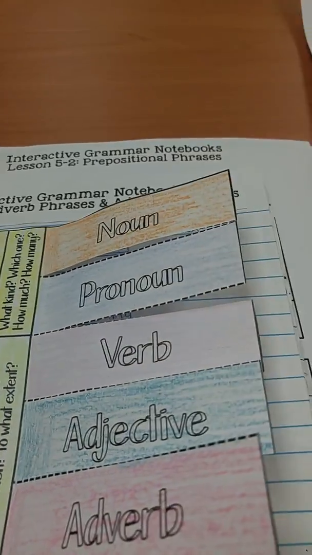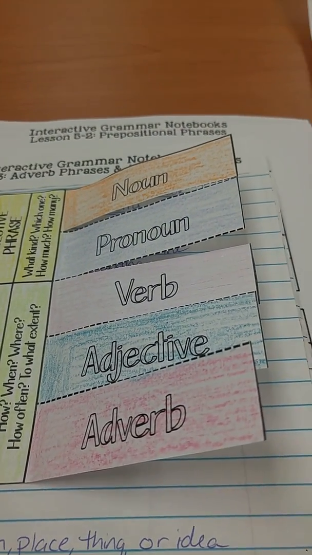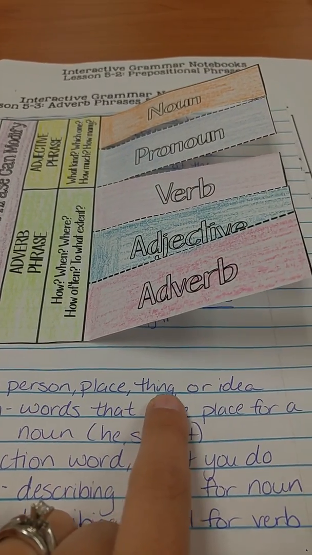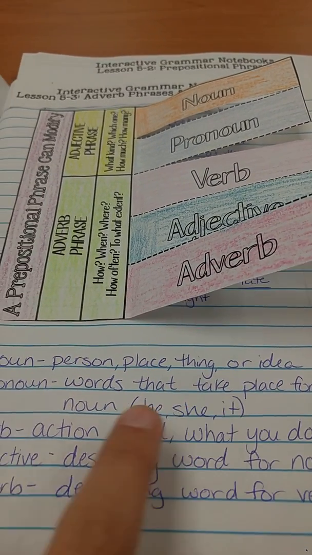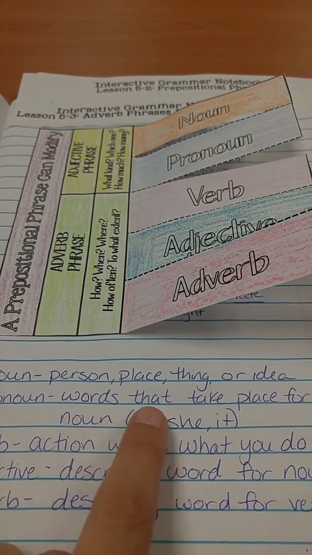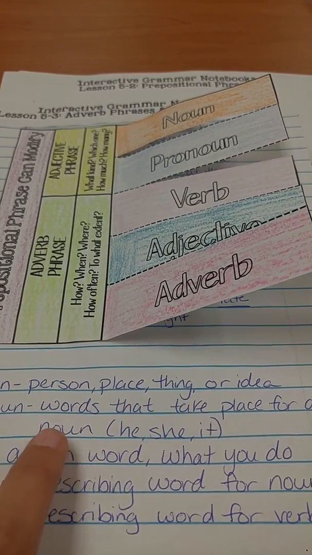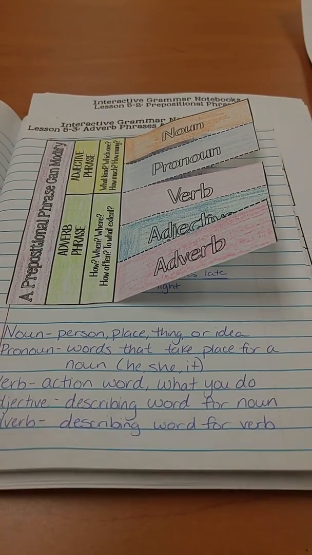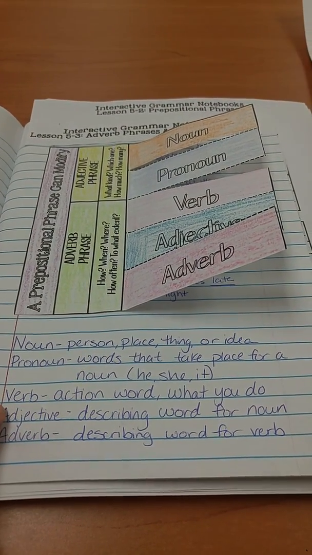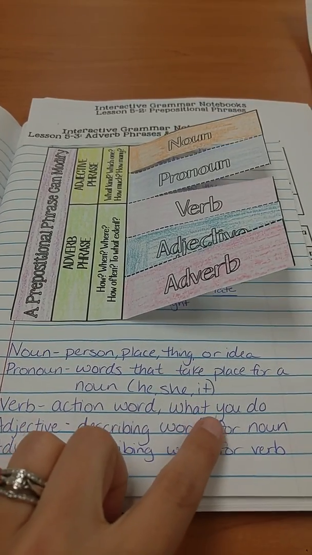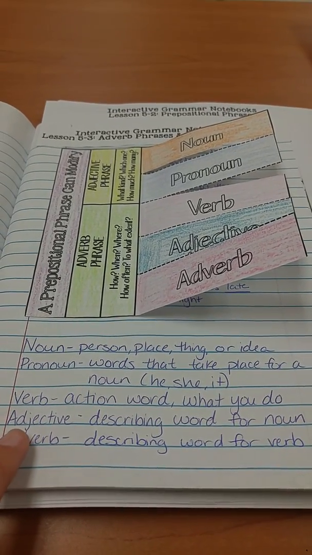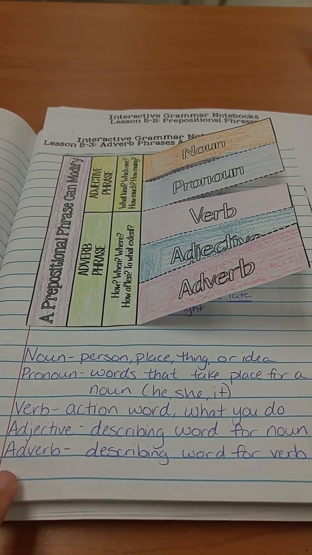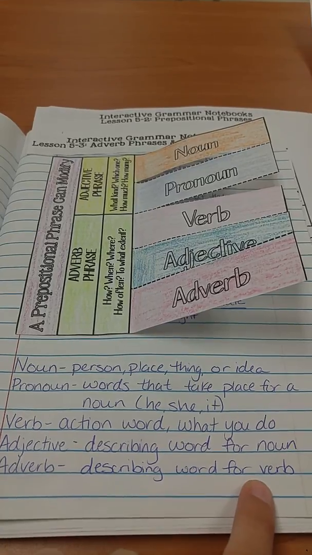Now we're going to talk about what each of these different words mean. So a noun is a person, place, thing, or idea. A pronoun are words that take place for a noun. He, she, it. A verb is an action word. It's what you do. An adjective is a describing word for a noun, and an adverb is a describing word for a verb.